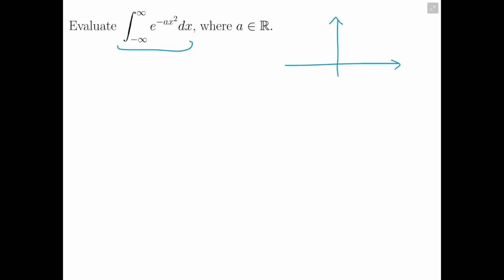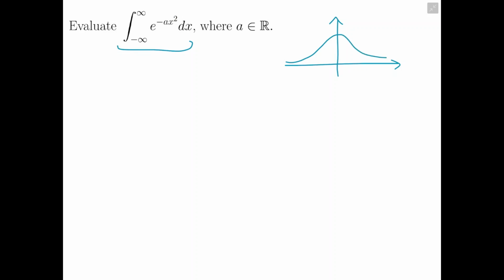So if we want to just picture what the shape of the curve looks like, well, we know at x equals 0 it would cross the y-axis at y equals 1 because e to the 0 is 1. And we know as x gets bigger or smaller, the curve would tend to 0 because it's an exponential decay. So the shape of the graph would be like this.